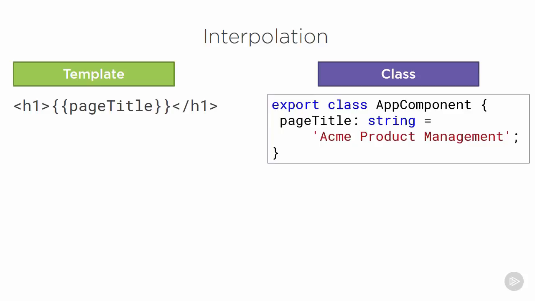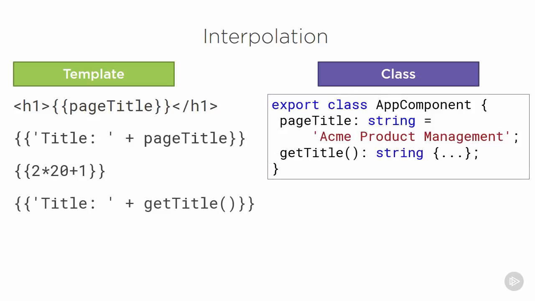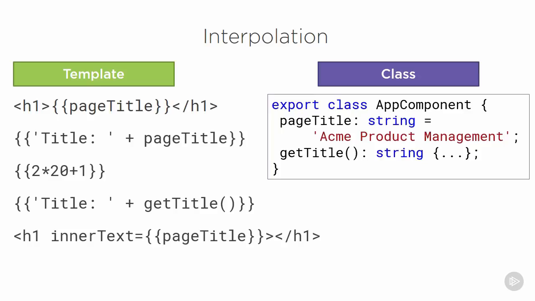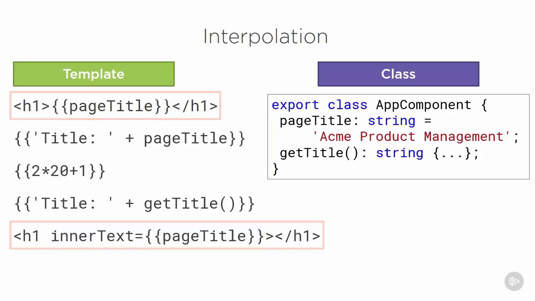Interpolation supports much more than simple properties. We can perform operations such as concatenation or simple calculations. We can even call a class method such as getTitle shown here. We use interpolation to insert the interpolated strings into the text between HTML elements, as shown here. Or we can use interpolation with element property assignments, as in this example. Here we assign the inner text property of the h1 element to a bound value. Both of these examples display the same result.